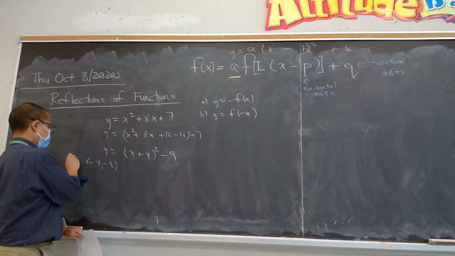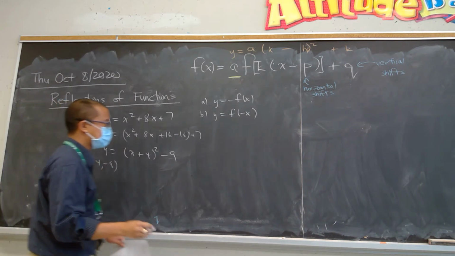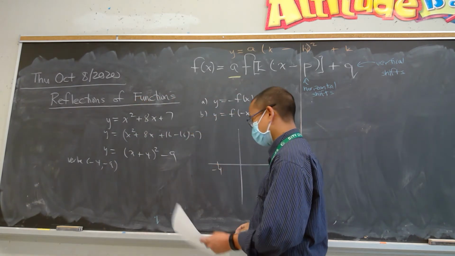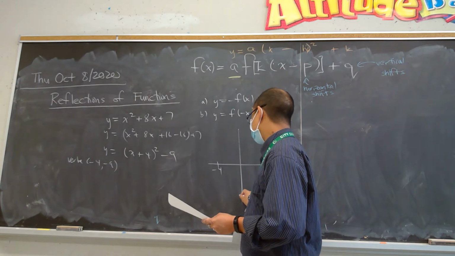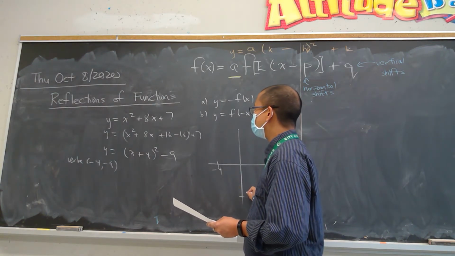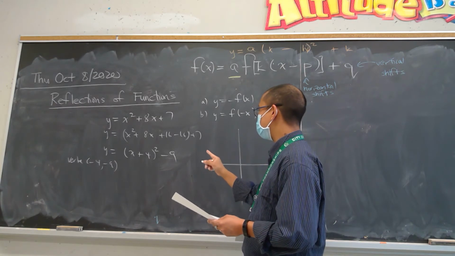Let's draw some sketches. Negative 4. Oh my god. Not enough room here. Why did they give you such a hard one? Is that right? Something seems fishy.